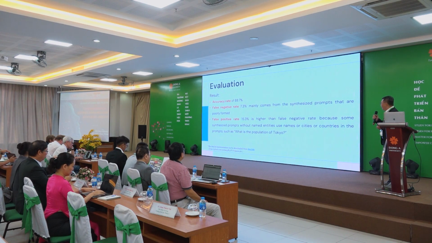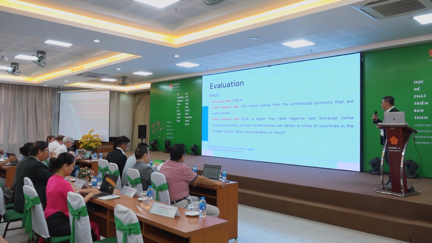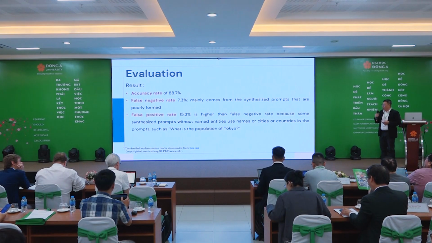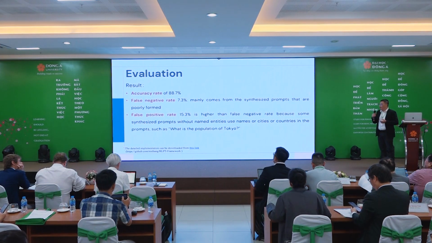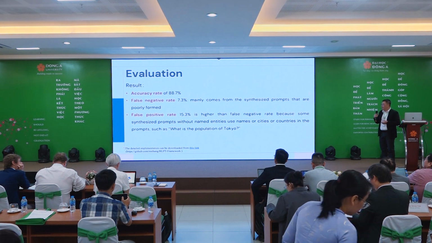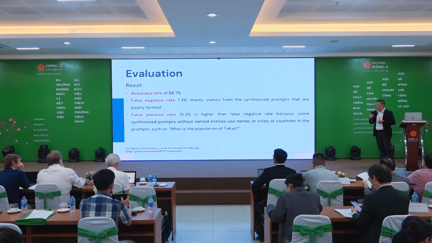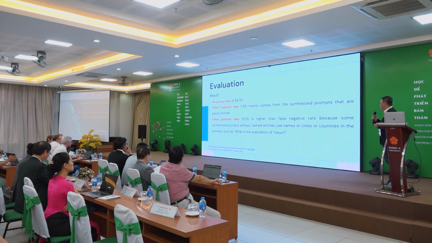And the false positive rate is 15.3%. It is higher than the false negative rate because the synthesis forms sometimes contain names or cities or countries. In this example, we have a query, what is the population of Tokyo? Tokyo is actually a normal keyword, right? It doesn't contain any sensitive information. But our framework classifies this one as a sensitive keyword and replaces the keyword with a corresponding tag.